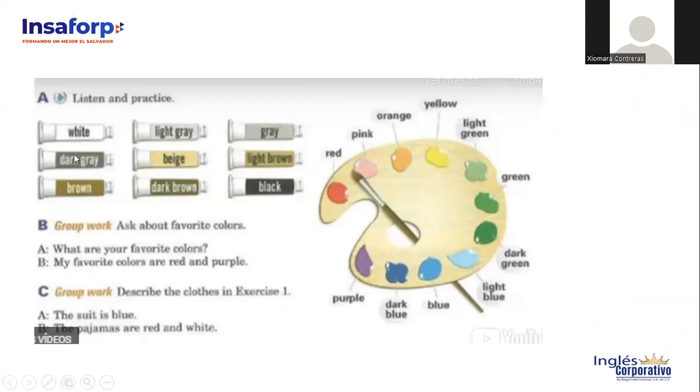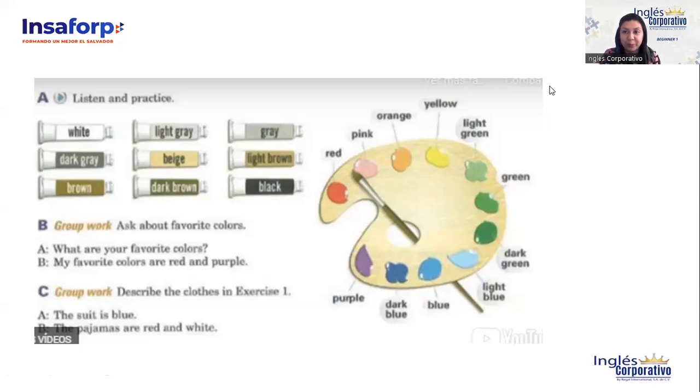White, dark gray, brown, light gray, o gris claro, ¿verdad? Beige, dark brown, gray, light brown, black. And we have the different colors here: red, pink, orange, yellow, light green, green, dark green, light blue, blue, dark blue, and purple.